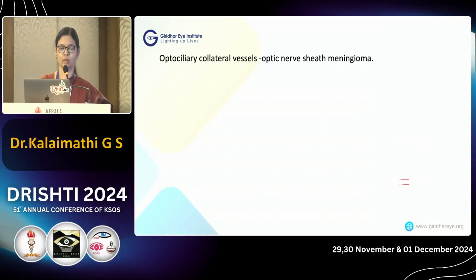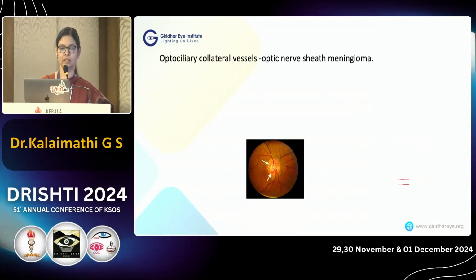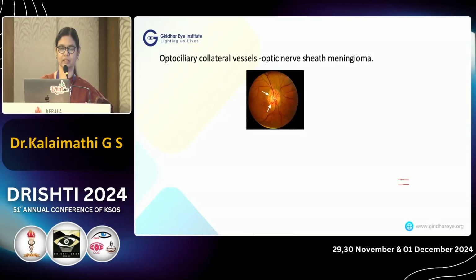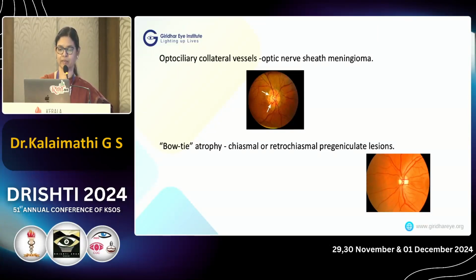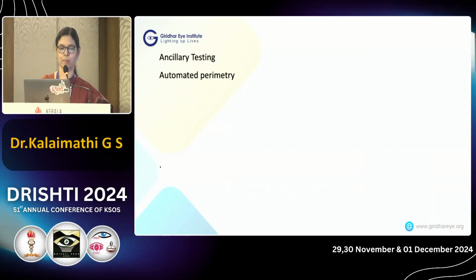If there are optociliary collateral vessels, then we have to think in terms of optic nerve sheath meningioma. And if it is a bow tie atrophy, then we have to think in terms of chiasmal lesions. So, in any case of disc pallor, you have to examine under magnification and under green filter. Then go ahead with the ancillary testing like automated perimetry.